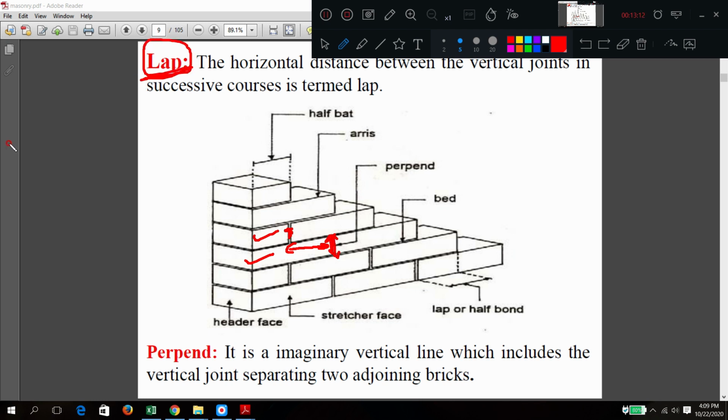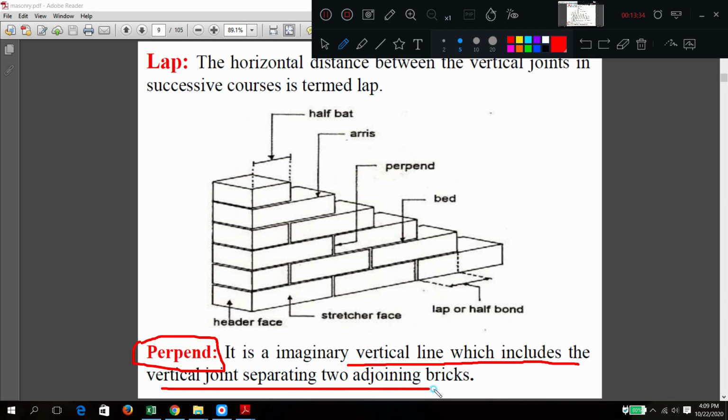We call it lap. The horizontal distance between vertical joints in successive courses is termed as lap. Now, what is perpend? It's an imaginary vertical line which includes the vertical joint separating two adjoining bricks. Forget about all those things.